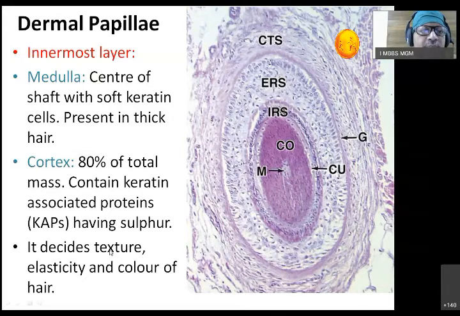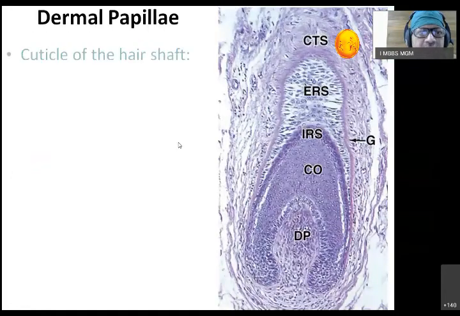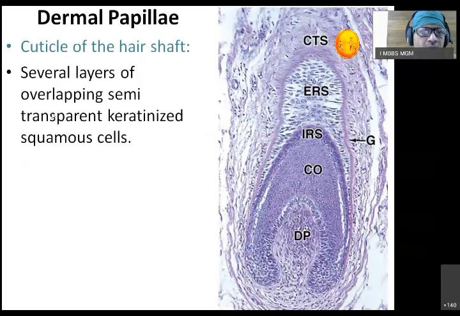You get semi-transparent keratinized squamous cells. So if you see, this outermost layer gives the semi-transparent keratinized squamous layer. This gives a shine to the hair. See, every part of the hair follicle we deal with, right from cosmetology, right into the treatment aspect.